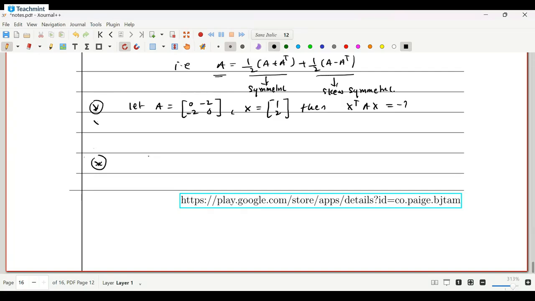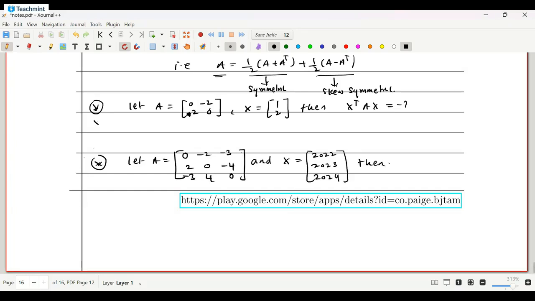Another one, let A is equal to the matrix 0 minus 2 minus 3, 2 0 minus 4, minus 3 4 0, and capital X equal to 2022, 2023, 2024. Then X transpose Ax equal to dash.